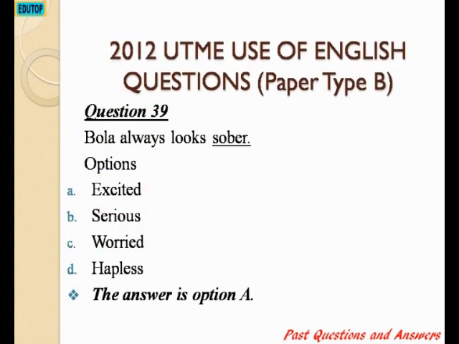Question 39. Bola always looks sober. Sober means having or showing a very serious attitude or quality. It also means serious or thoughtful. Options: A. Excited. B. Serious. C. Worried. And D. Hapless. Hapless means having no luck or very unfortunate. Serious is close to sober, but not directly the same. We have worried, which is synonymous to sober, and then hapless. So our final answer is option A, which is the opposite of sober, excited.